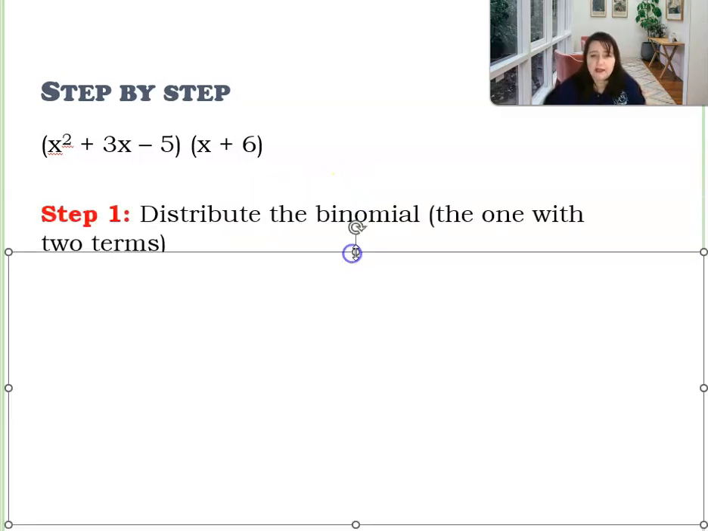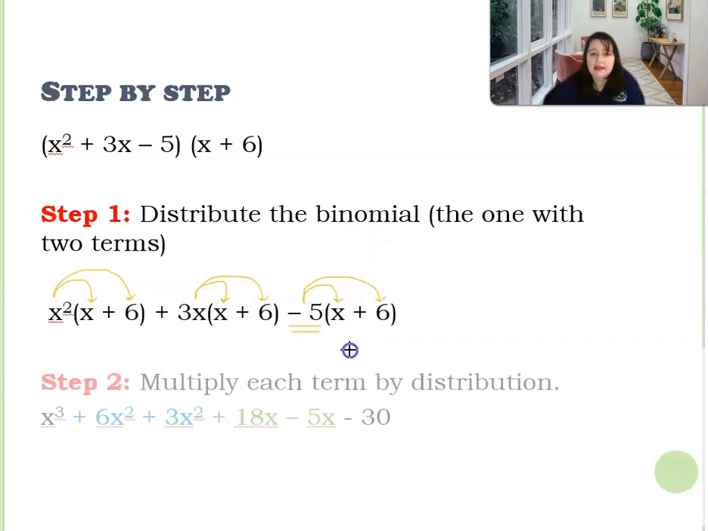Step one in this case would be distribute the binomial, which is the one with just the two terms. We're going to distribute to each of these terms in here. So we're going to do x squared times x plus 6, and it's going to look like this.